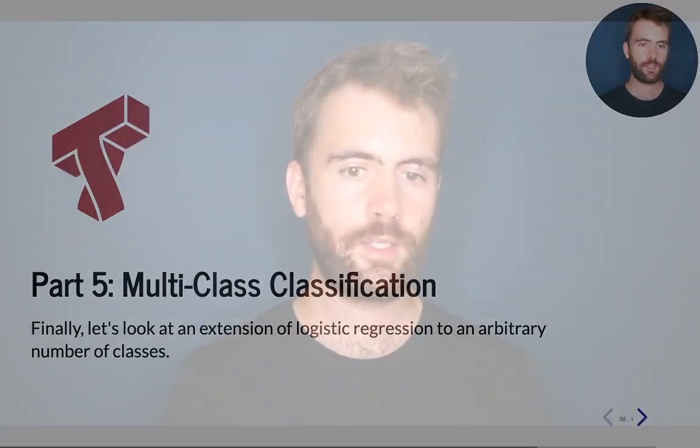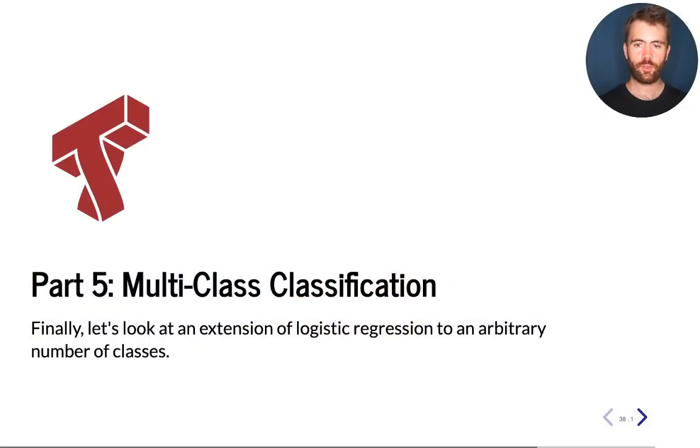This is the fifth and last part of Lecture 6 of Applied Machine Learning. In this video, we're going to look at multi-class classification. Previously, we saw an algorithm called logistic regression, which is an important and widely used algorithm for binary classification. And in this video, we're going to see how to extend logistic regression to an arbitrary number of classes k.